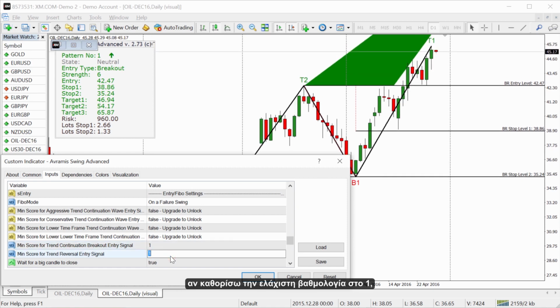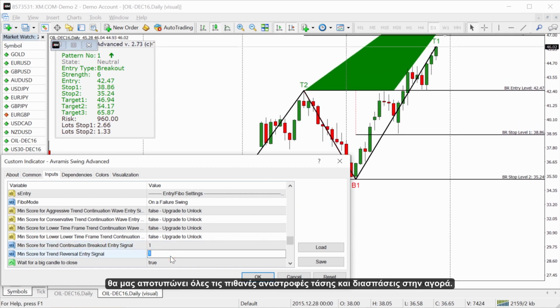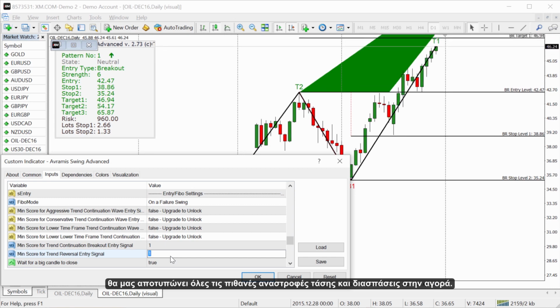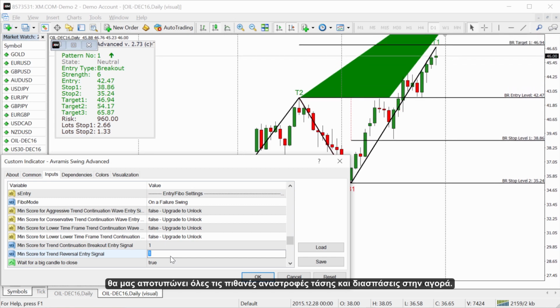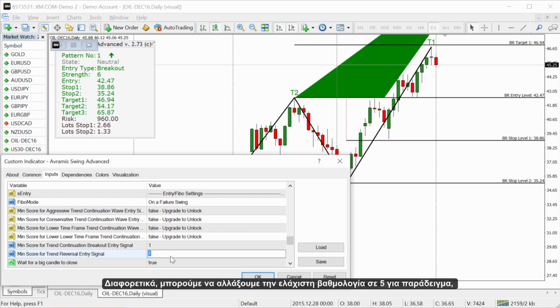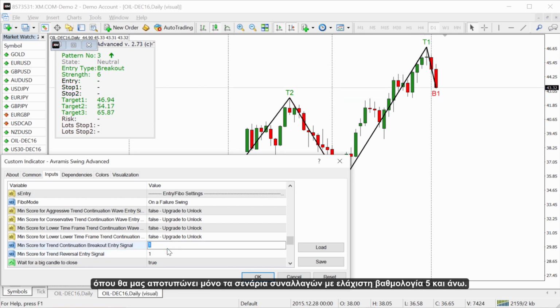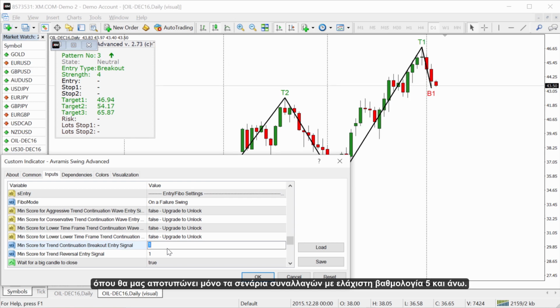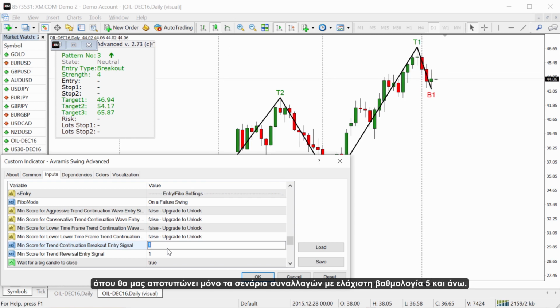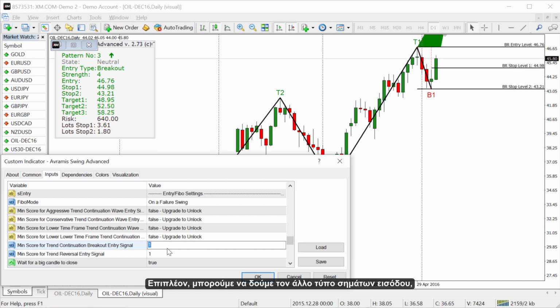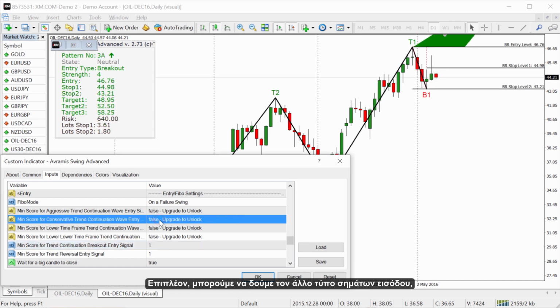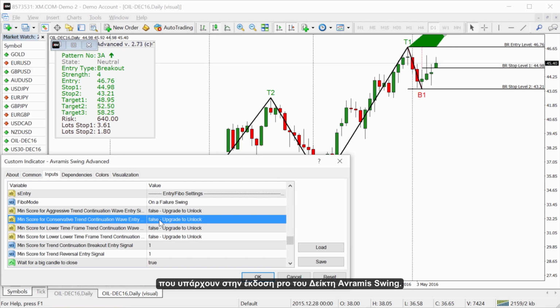For example, if I set the minimum score to 1, it will outline to us all the possible trend reversal and breakouts that are in the market. Or we could change that to a minimum score of 5, for example, where it will outline to us only the trading scenarios of a minimum score of 5 and above. Furthermore, we can see the other type of entry signals, such as the trend continuation wave entry signal that come with the pro version of the Avramis Swing.